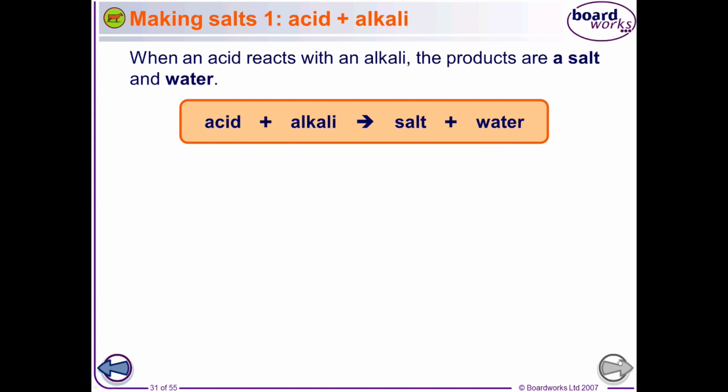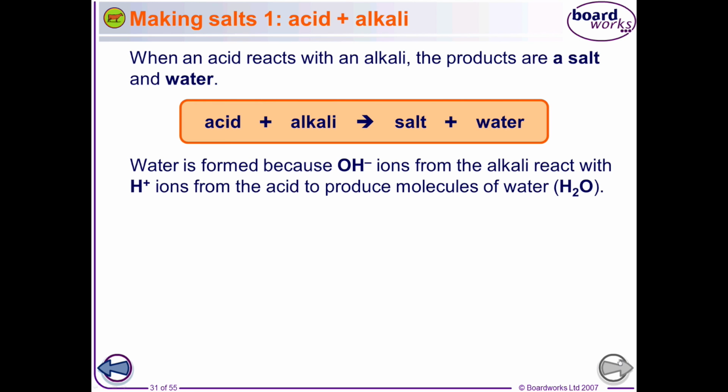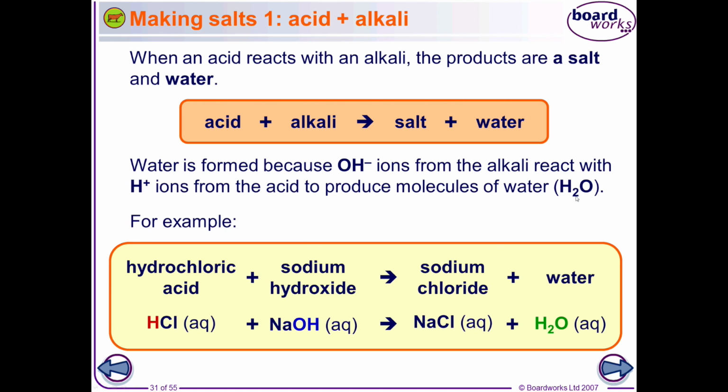So acid plus alkali gives us a salt, and it also gives us water. We call that a neutralization reaction because acids and alkalis neutralise each other to make salts and water, and the pH would turn to pH 7 in this case. So we get water because the OH- ions from the alkali are added to the H+ ions from the acid, and OH- plus H+ gives H2O. And that's the neutralization equation.